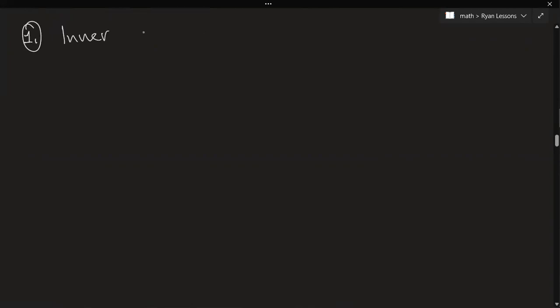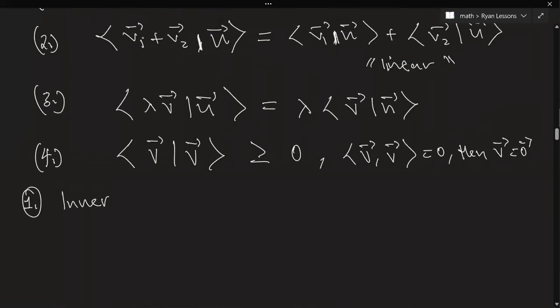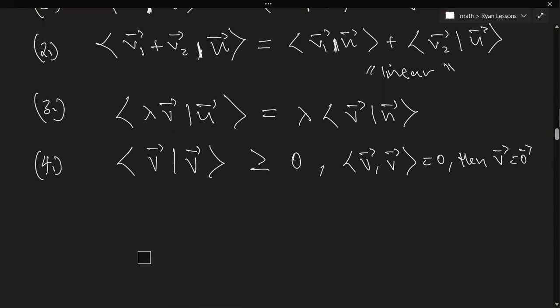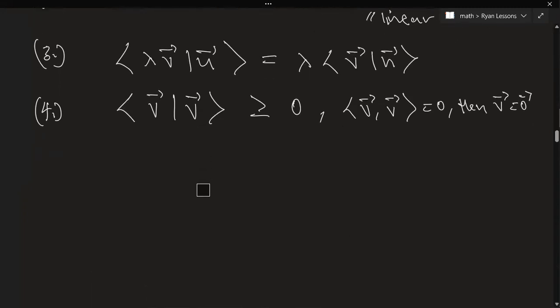Sorry, could I ask a quick question about number 4? Mm-hmm. So you say there's the V vectors, right? There's two V vectors. Mm-hmm. So is the first one 0, or does it just have to be equal to each other, whatever the V is? Yes, it has to be equal to each other, whatever the V is. Okay. All right. Thank you.